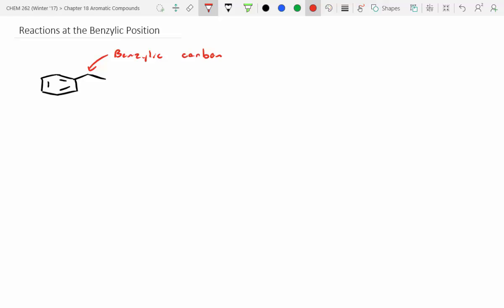And why do these tend to be more reactive? Because of resonance, right? You don't know the answer, just say resonance. So these are really unusually reactive because of resonance, and I'll show you guys a cool trick you can do with benzylic carbons. And we're not even going to cover this reaction mechanism, which is nice.